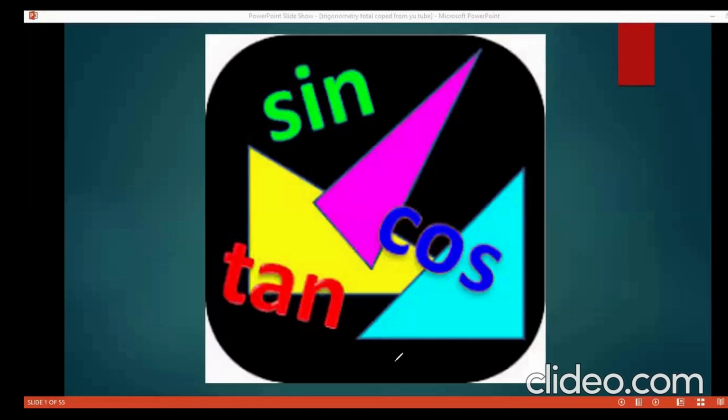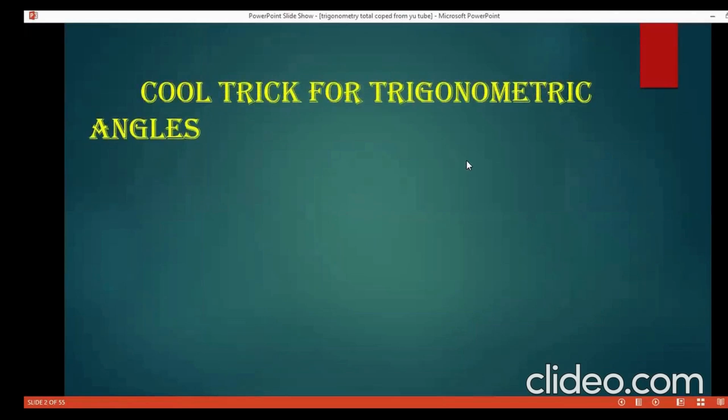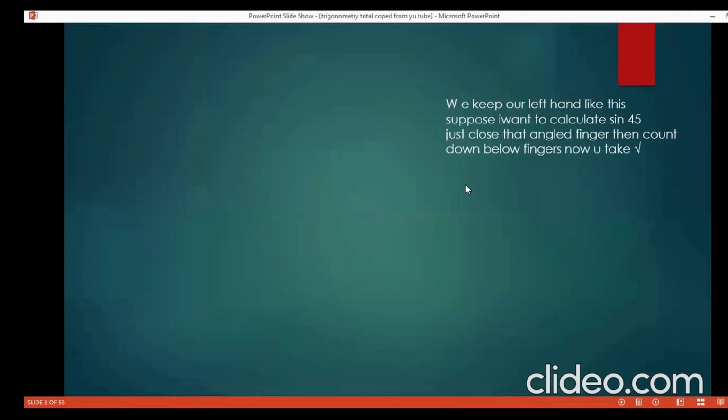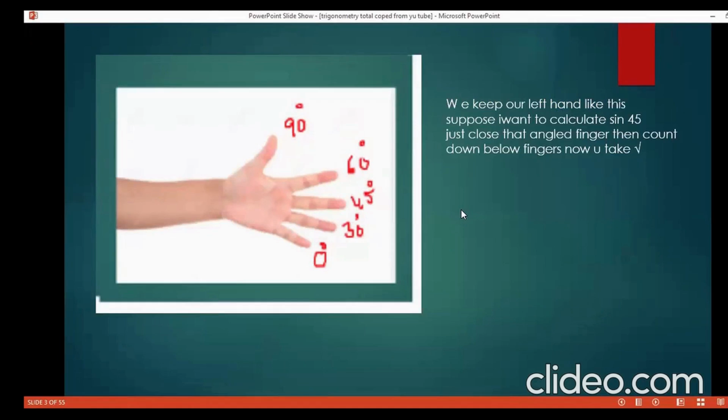Let us look at this. For that, you just take only your hand. Hand is necessary. Just keep your hand like this, in this position. If you keep your hand like this, now you start from the little finger to the thumb as 0, 30, 45, 60 and 90. You mark like that.